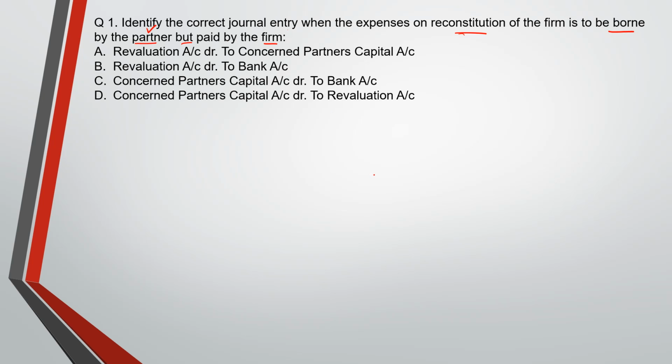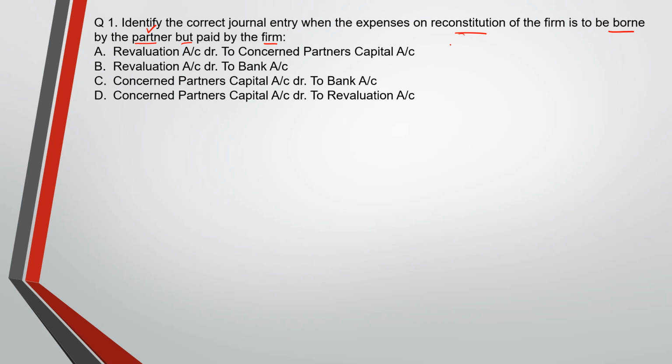But who paid it? The firm paid it, and we are recording the transaction in the books of the firm. When it is paying, obviously there is an outflow, so the cash or bank balance is going to get reduced. When the cash or bank balance reduces, we credit the cash or bank. So out of these four options, if you see B and C, there is a credit of bank account.